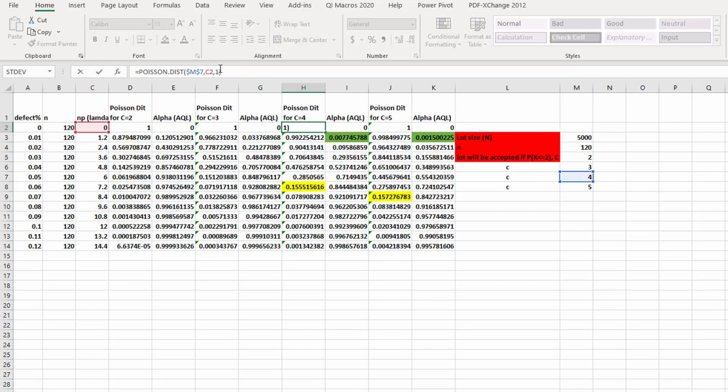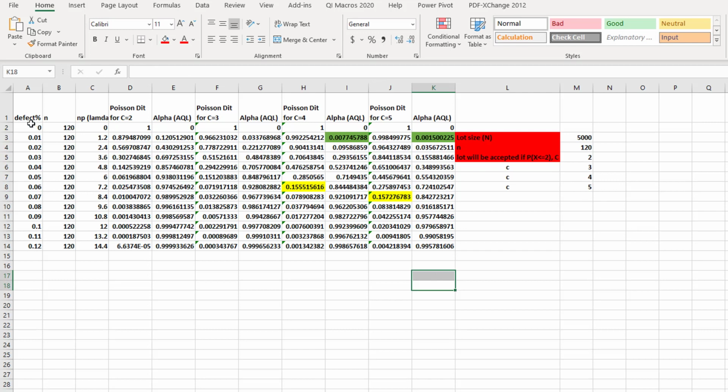So you can see the Poisson probability distribution. The rest of the process is the same. We have only changed now C is equal to 4. So you can see in this formulation that we take C is equal to 4, then the mean, and then 1. Similarly, for this, we already calculated. You can see the formula. We only change C is equal to 5.